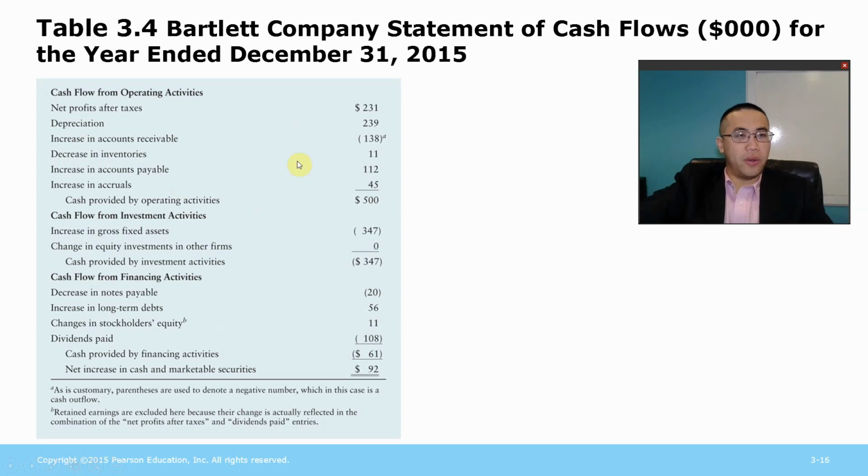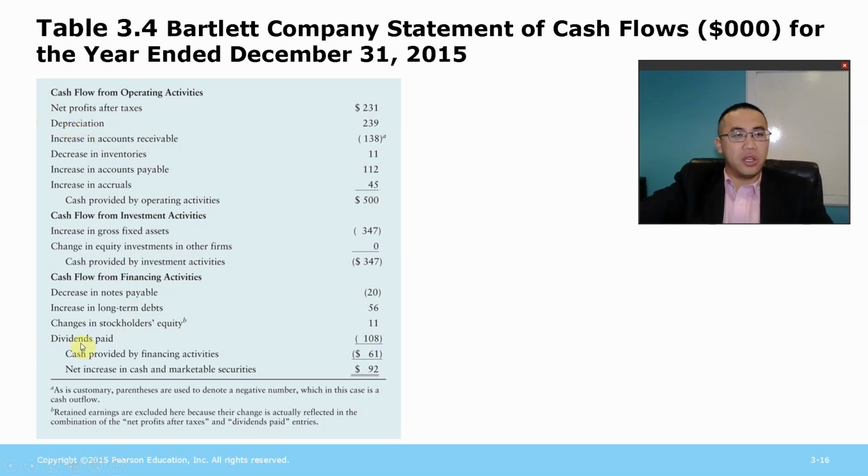So here is a view of a statement of cash flows. You can see that there are three major categories: operating activities, investing activities, and financing activities. And you will see the change in accounts receivable, inventory, accounts payable, accruals. These are all items on the balance sheet. So are gross fixed assets, change in equity investment, notes payable, and long-term debts. These are all on the balance sheet as well.